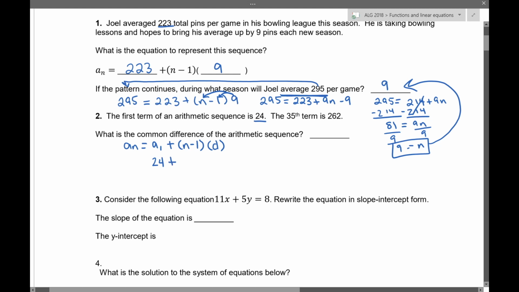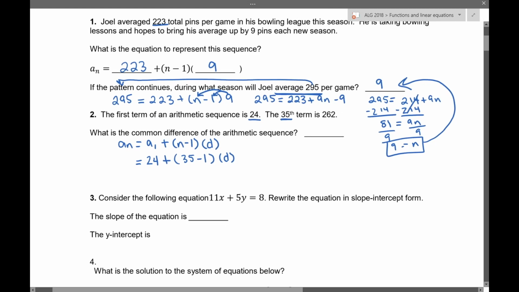Okay, plus n stands for the term. So the 35th term. So I have 35 minus 1. Do I know the difference? No, it's asking me what is the common difference. So I leave the variable d by itself. Now, what does this all equal? What's the only number that is not underlined? 262. So you put 262 right there.